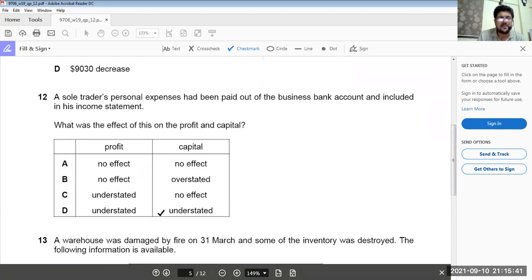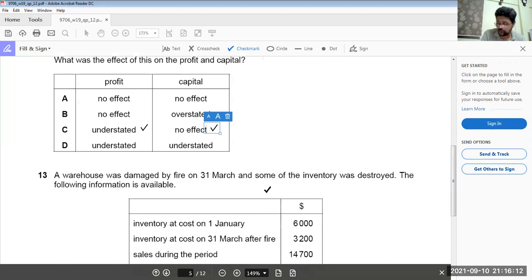Okay, number 12. A sole trader's personal expenses had been paid out of the business bank account and included in his income statement. What was the effect on profit and capital? Profit and capital. Okay. When personal expenses are recorded in the income statement, your profit is understated. And this is basically an error of principle. It's not going to affect the capital. Okay, C option should be the answer.